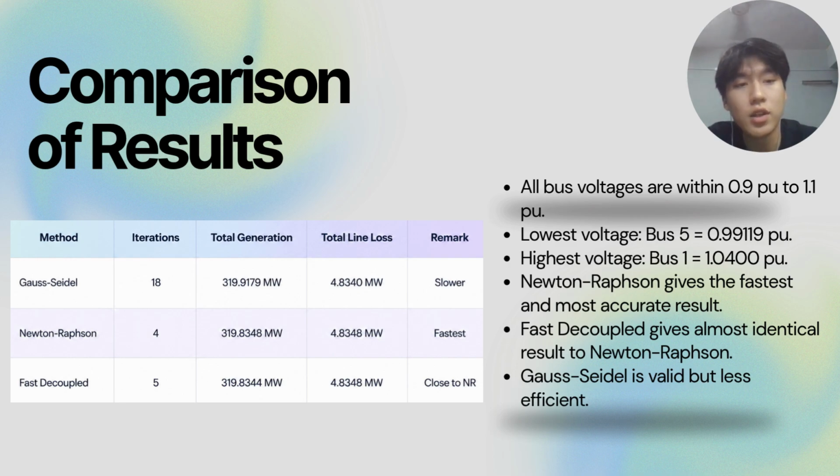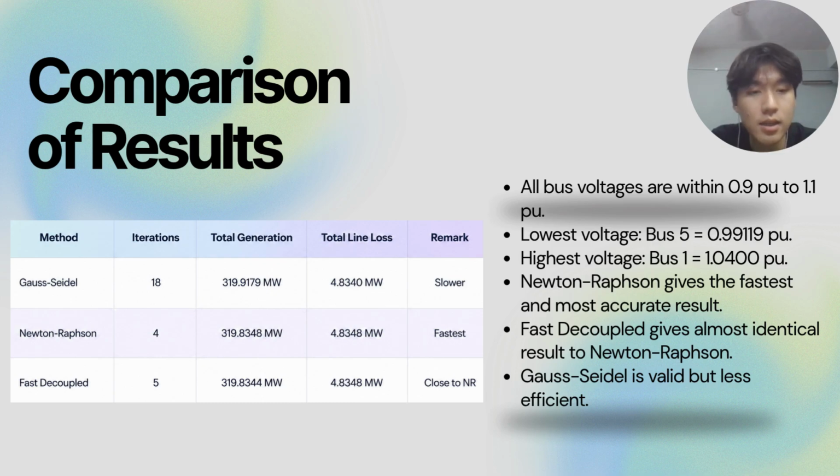The total line loss for the Newton-Raphson and fast decoupled is 4.8348 megawatts, while the Gauss-Seidel gives 4.8340 megawatts, which is very close. So overall, all three methods produced acceptable results because the voltage magnitudes at all the buses were within the range of 0.9 per unit to 1.1 per unit. The lowest voltage occurs at bus 5, with a value of 0.99119 per unit, while the highest voltage occurs at bus 1, with a value of 1.0400 per unit.